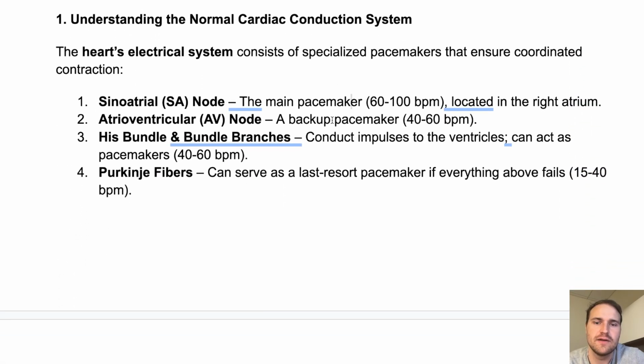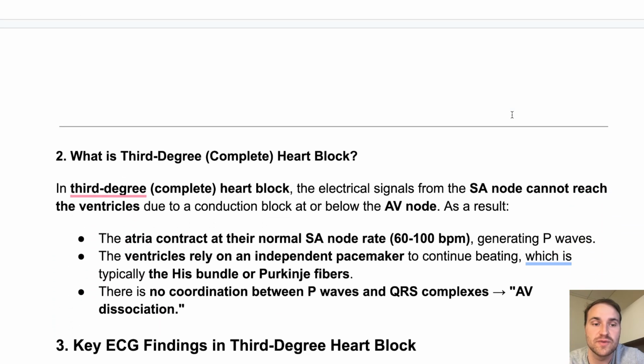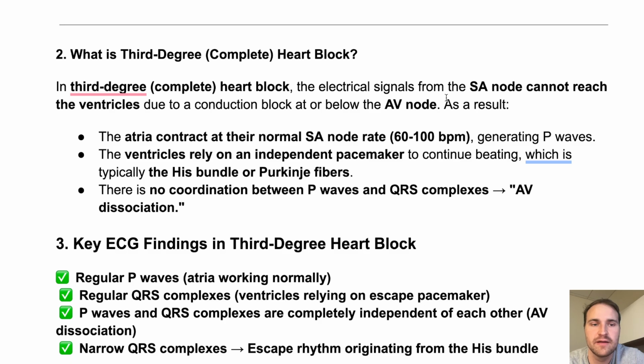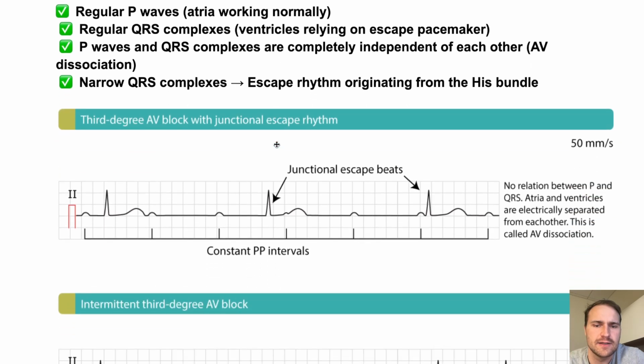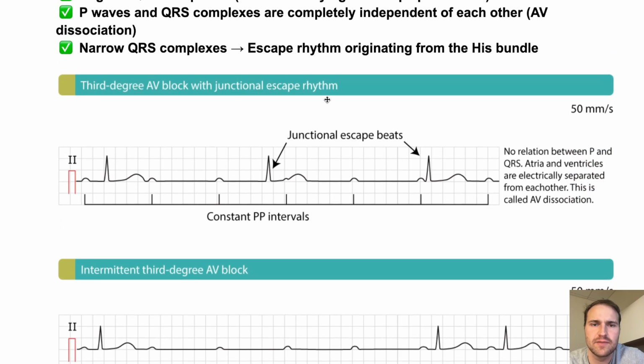So here's our SA node, AV node, His bundle. Purkinje fibers are fast. Last resort pacemakers if everything else fails. They'd be super duper slow and wider QRS complexes. And no coordination tells us that it's third degree complete heart block. And so here's an example of what that might look like. Narrow QRS complexes have escape rhythms that originate from the His bundles.